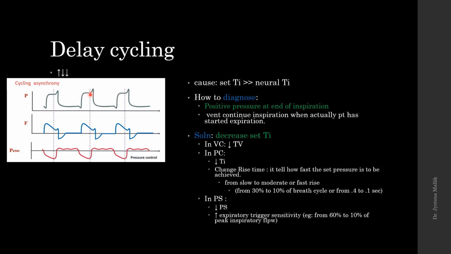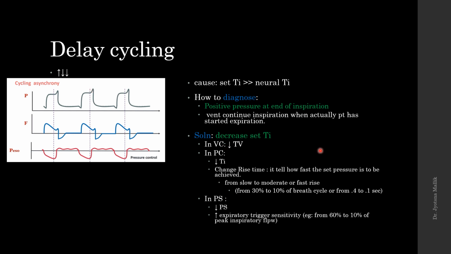As the ventilator is still giving a positive breath but the patient wants to exhale, what will happen? Exhalation is a passive process, and the patient will try to exhale it out, so it will show as a positive deflection on the pressure time scalar at the end of the inspiration. So you can see here.